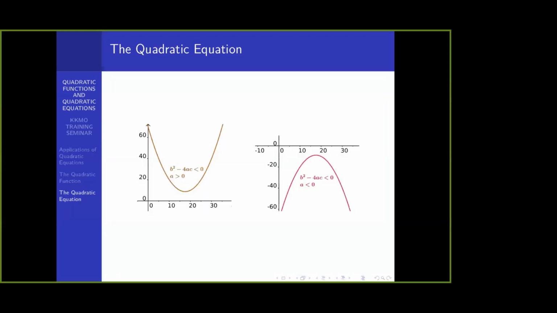So when you have complex roots, it means the curve does not cut the x-axis at any point. So it's either completely above the x-axis or completely below the x-axis. It will be above if a is greater than 0 and below if a is less than 0.